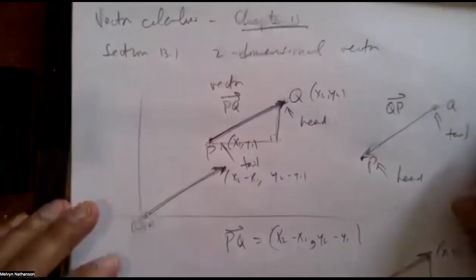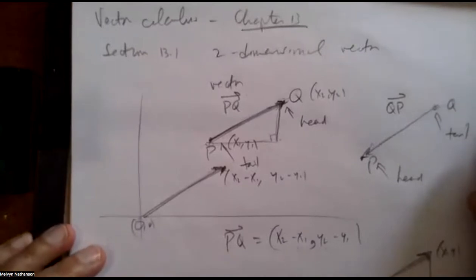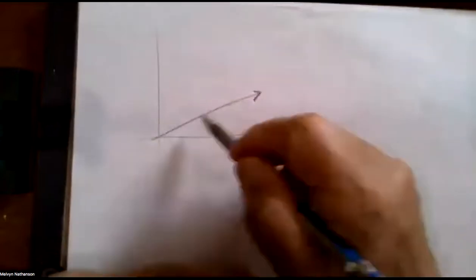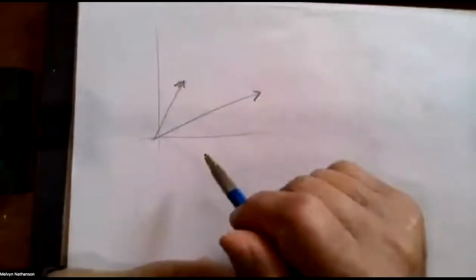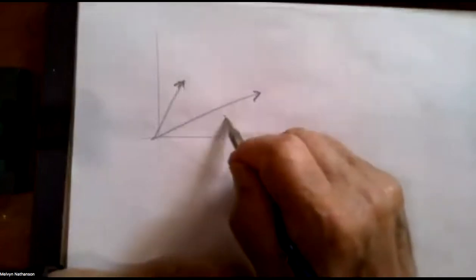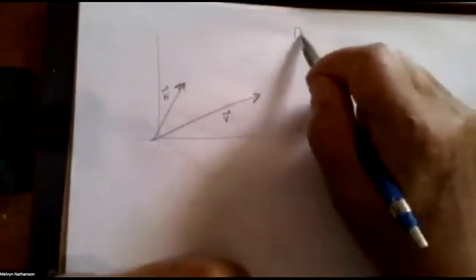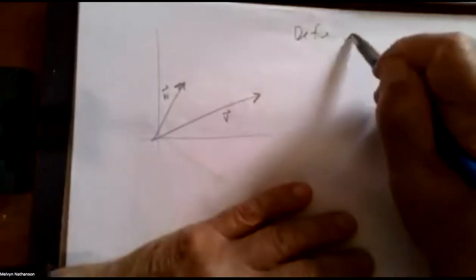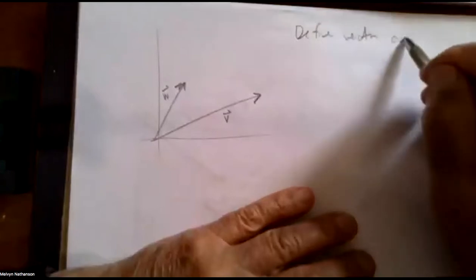And there's a very simple arithmetic of vectors. You can add them, you can subtract them. Unfortunately, you can't multiply them. So suppose you have 2 vectors in the plane. So here's the plane. And here are 2 vectors. So let's call this vector V and this vector W. And we wanted to define vector addition.